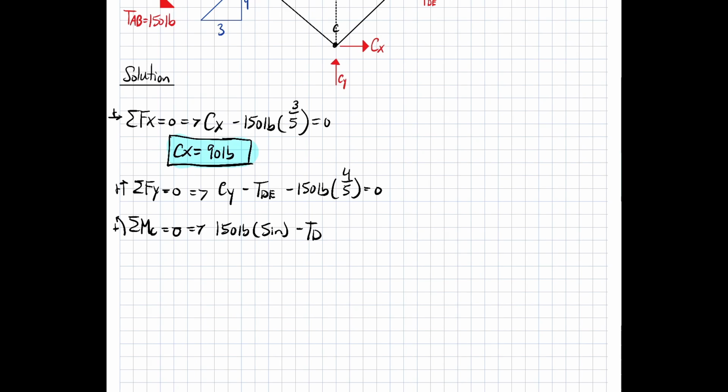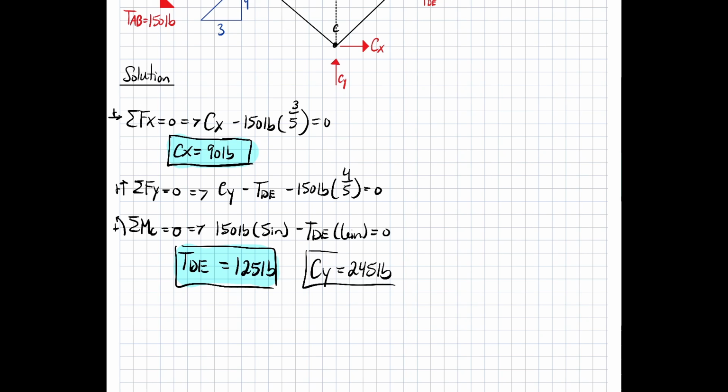Minus our tension dE times its perpendicular distance, which is going to be our 6 inches, all equal to 0. We can solve for tension dE. We get tension dE to be 125 pounds. And now we know tension dE, we can solve for reaction Cy. Solving for Cy, we get 245 pounds.